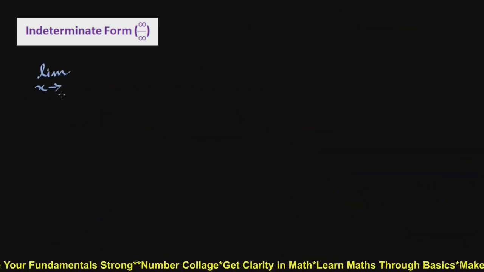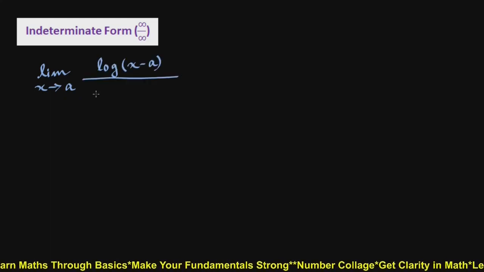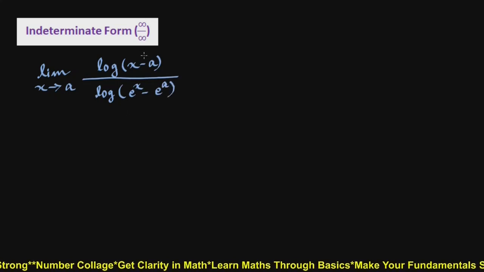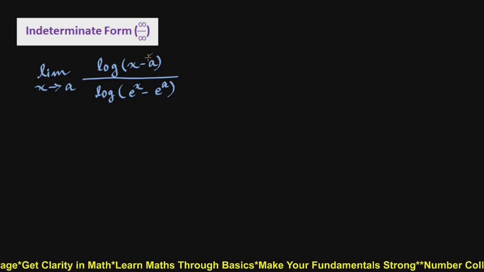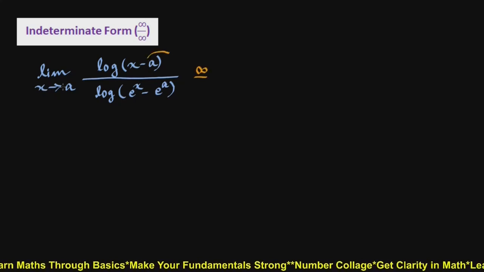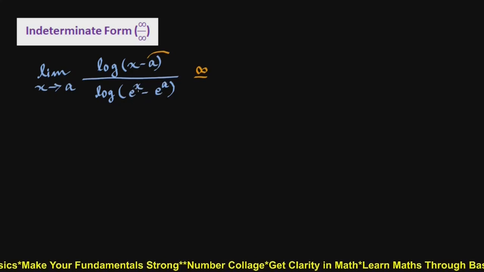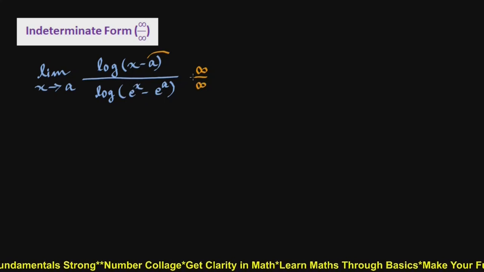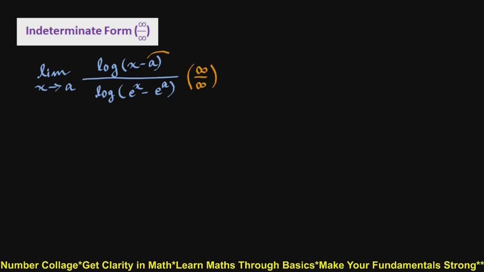Evaluate the limit as x tends to a of log of x minus a upon log of e raised to x minus e raised to a. As x tends to a, x minus a will be 0 and log 0 is infinity. As x tends to a, e raised to x minus e raised to a will be e raised to a minus e raised to a, which is 0, and log 0 is infinity.